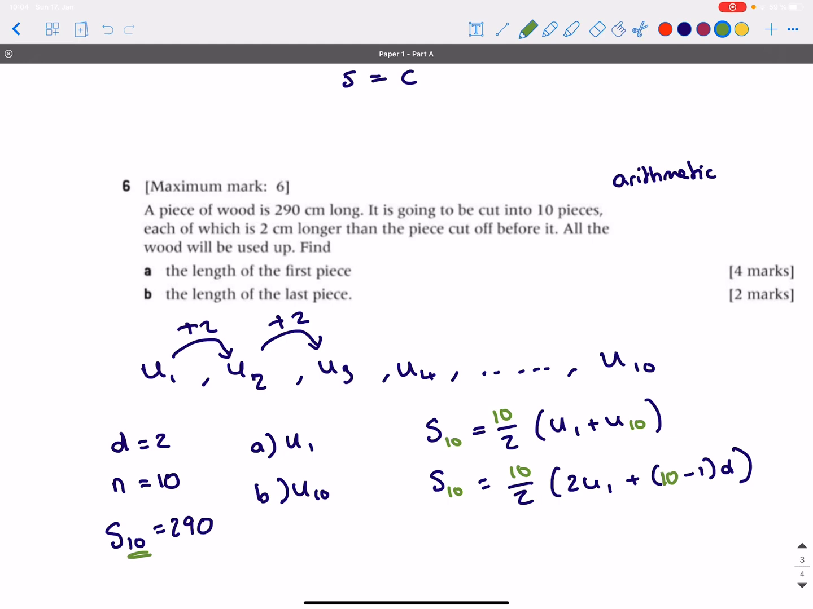And so now I look at what I know and what I do not know. Well, I know what S10 is equal to, right? I know that S10 is 290. So I'm going to erase through again and replace my S10 with 290. There we go.